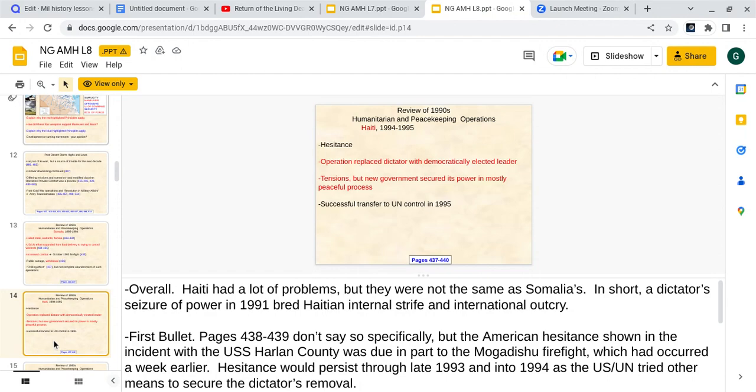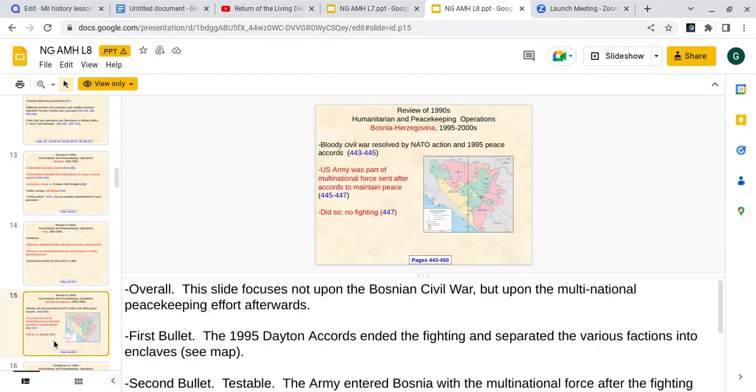We went in, we replaced a bad dictator with a democratically elected leader, and then the government was a little rocky at first, but it ended up standing on its own, and it was mostly peaceful in Haiti. Understand the difference between Haiti and Somalia.